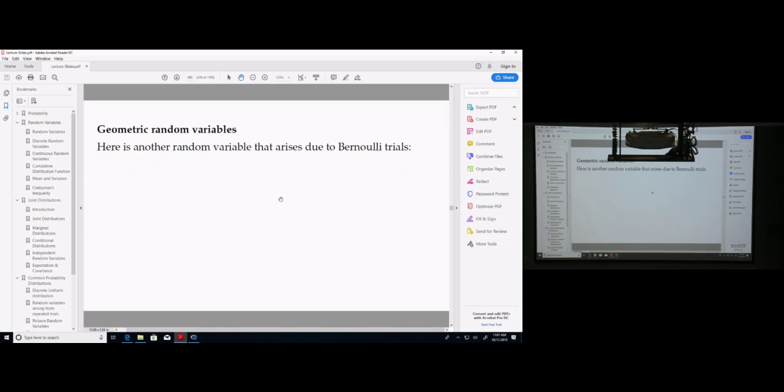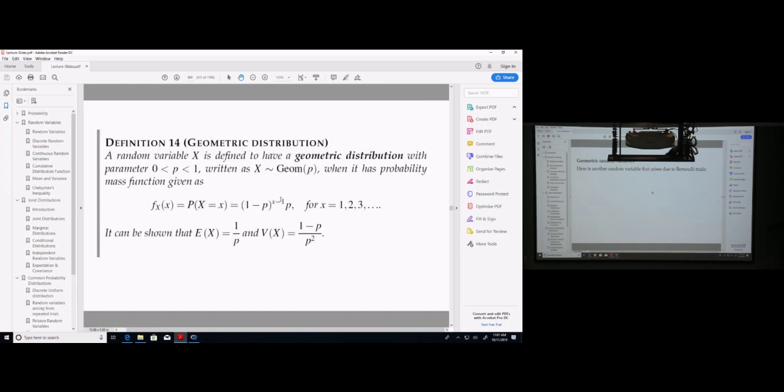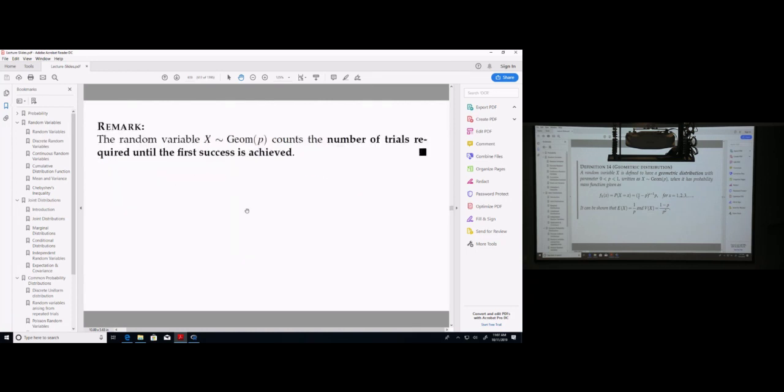Okay, geometric random variables. So this is another related random variable, the cousin of the Bernoulli family. All right. So a random variable x is defined to have a geometric distribution. So this is the mathematical formula. But I think it would be better to explain this first. The random variable x counts the number of trials required until the first success is achieved. Now, in this notion, I also count the trial that has the success. So I'm including the trial leading to the success.